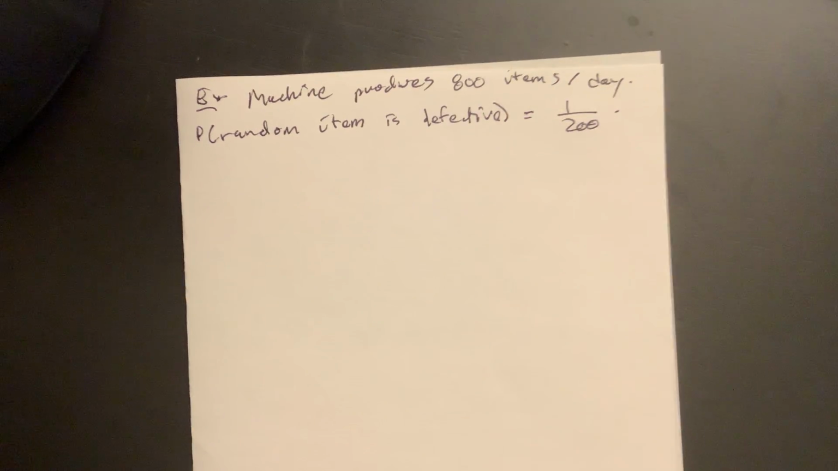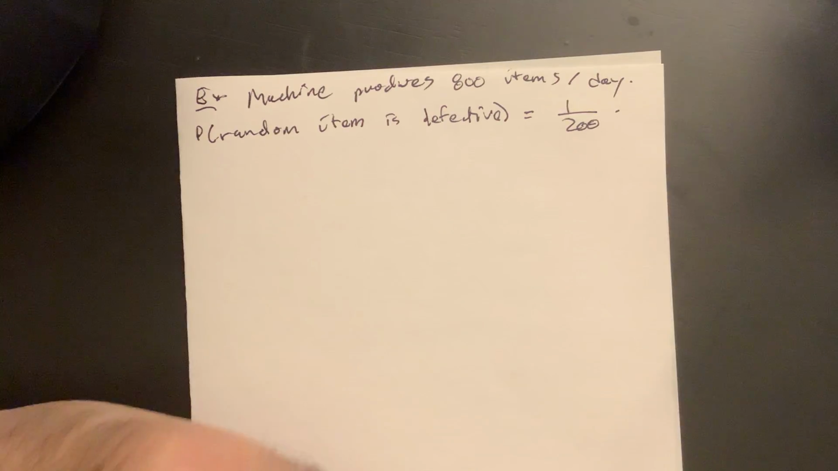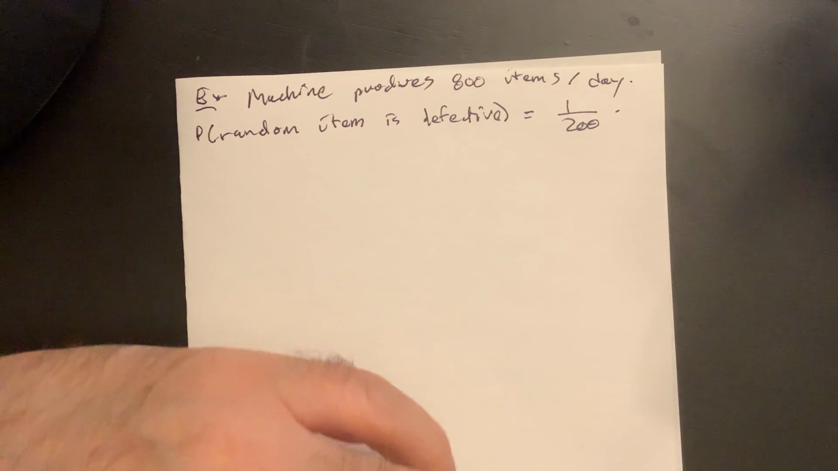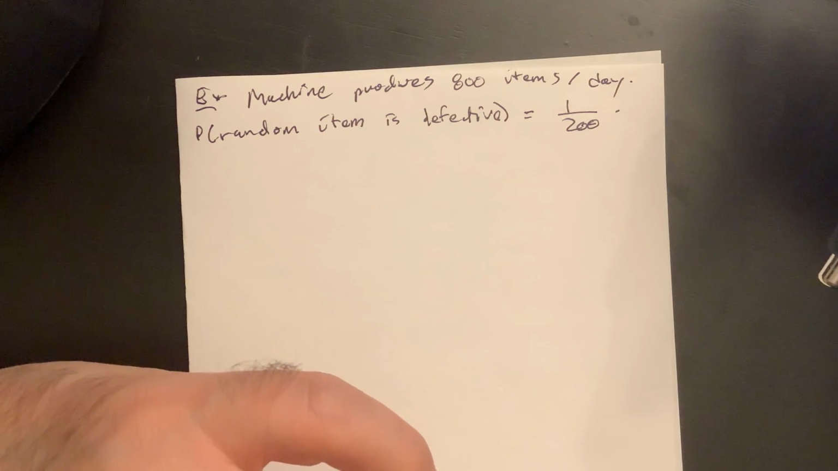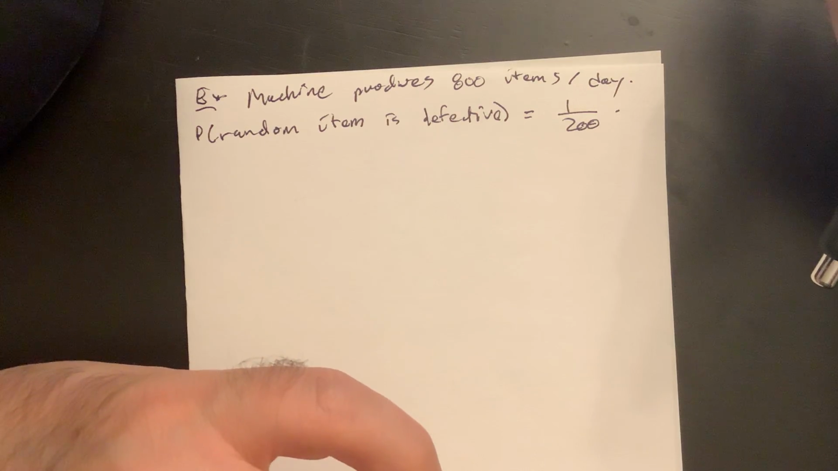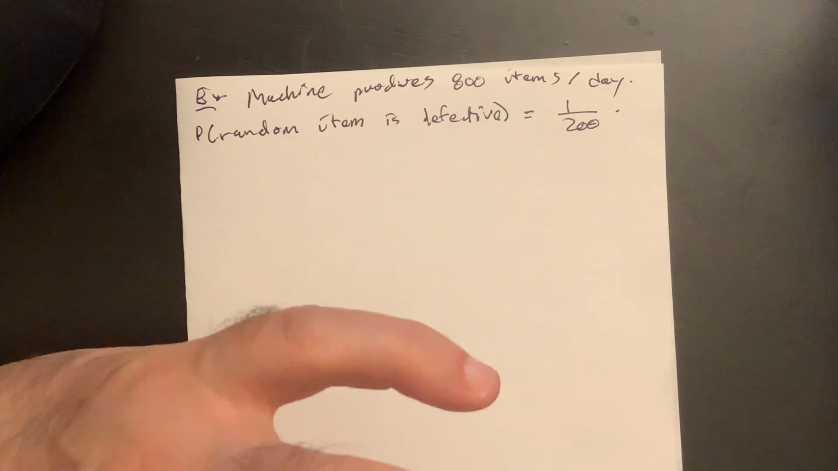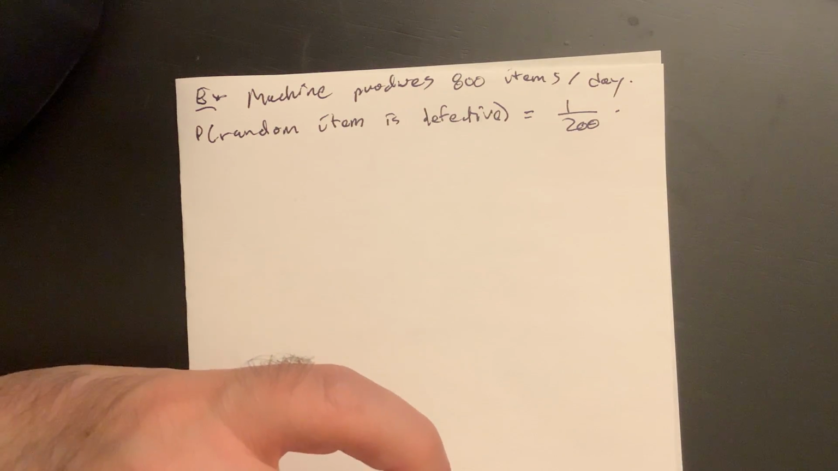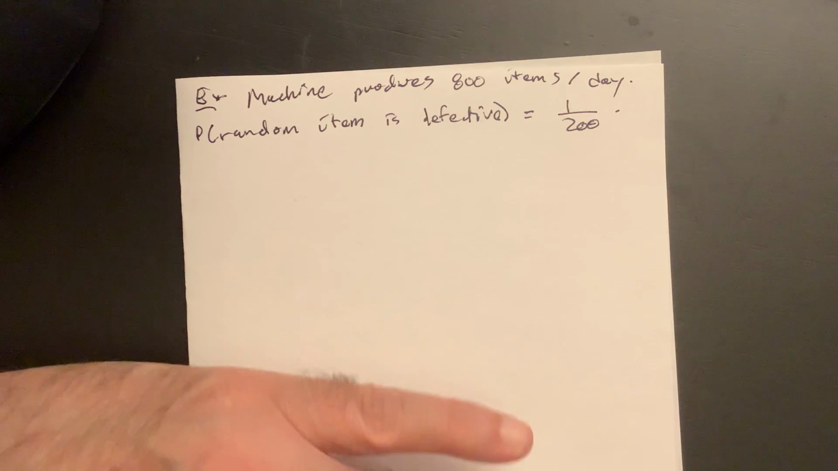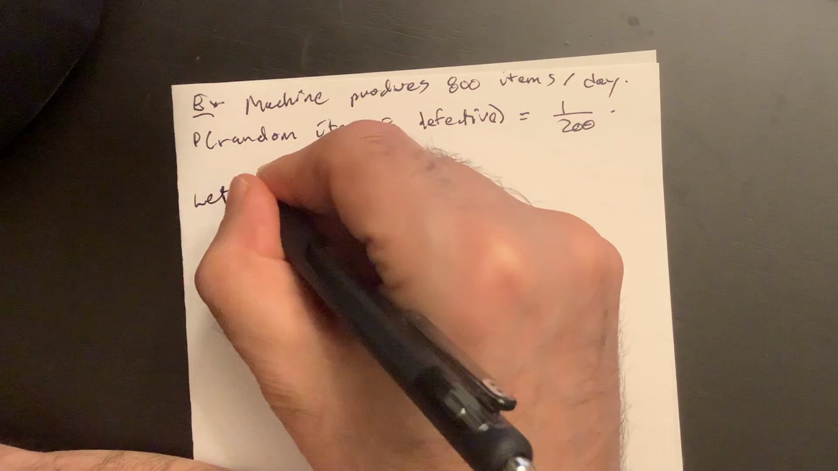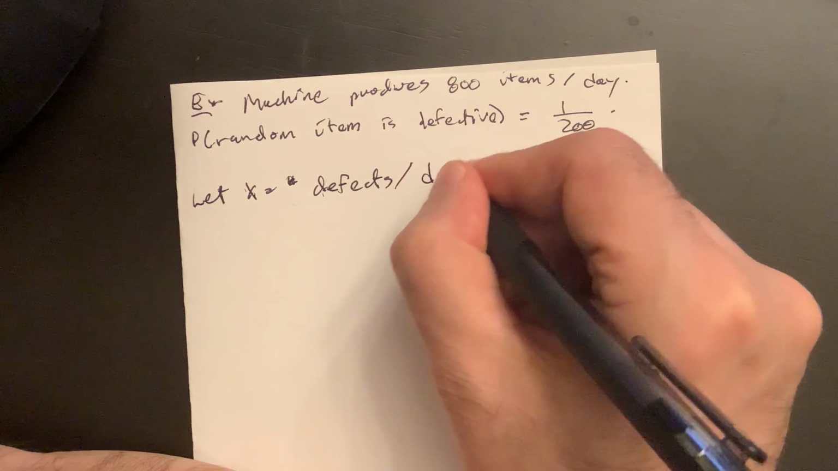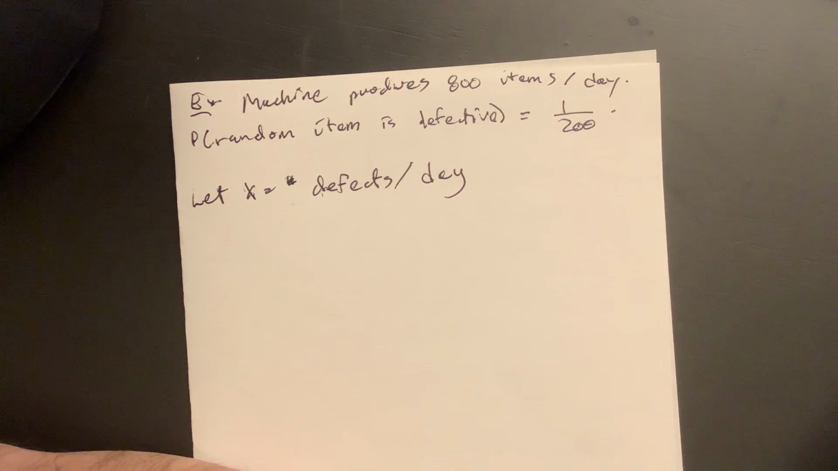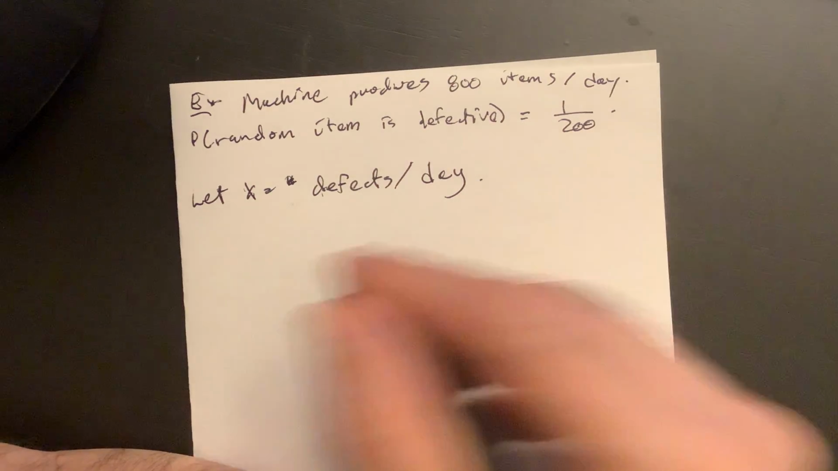Now you see, for one thing, I'm not talking about a time interval so much, I'm talking about 800 items, but you can think of these as cells as well. Say every 5 minutes an item's produced, and I have a day, which is pretty big, but whatever it is, and you could see the analogy. So let's let x equal the number of defects per day. And I could model this with a binomial or a Poisson.